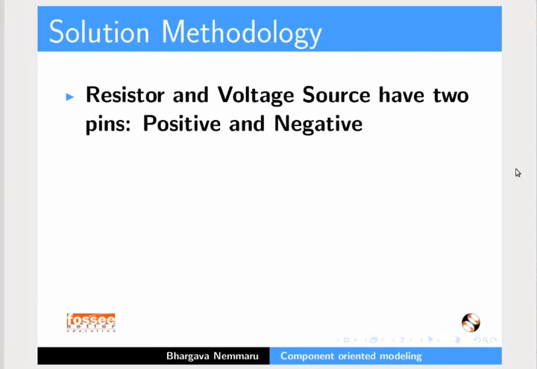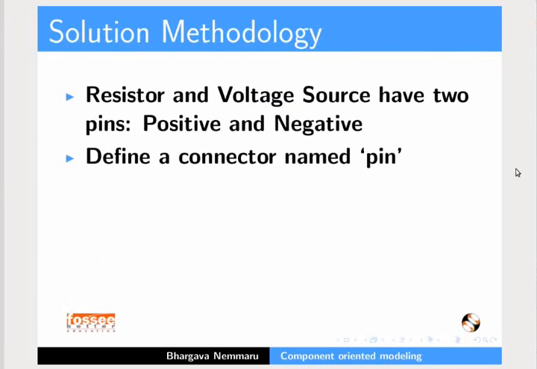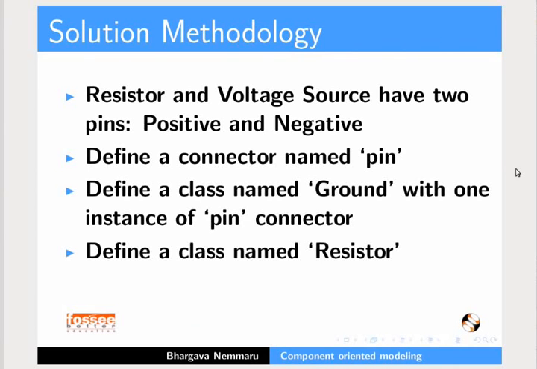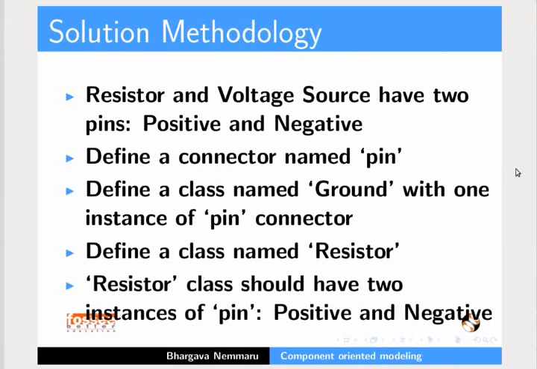Let us take a look at the solution methodology to model the electric circuit shown in the previous slide. Note that any resistor and voltage source have two pins, positive and negative. Hence, define a connector named pin. Define a class named ground with one instance of the pin connector. Define a class named resistor. The resistor class should have two instances of the pin connector, the positive pin and the negative pin.